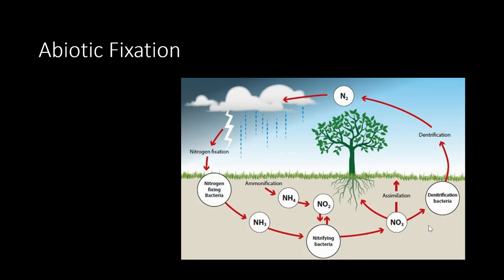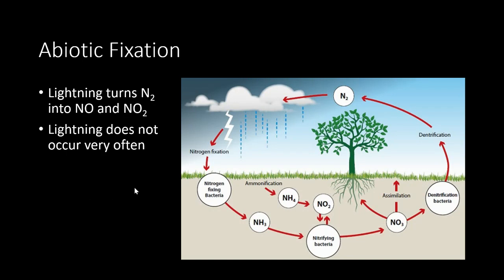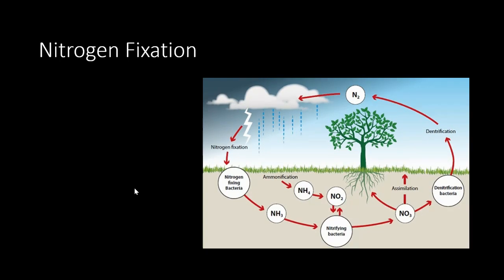One of them is what's called abiotic fixation. Abiotic means non-living. So that's lightning, and you can see that in this picture right here. Lightning can turn nitrogen gas into nitrous oxide and nitrogen dioxide. So the thing is, there's not a whole lot of lightning around, so it doesn't change a whole lot of nitrogen gas. Certainly not enough for all living things to depend on this. But luckily, there's another way that nitrogen gas can change into usable forms.